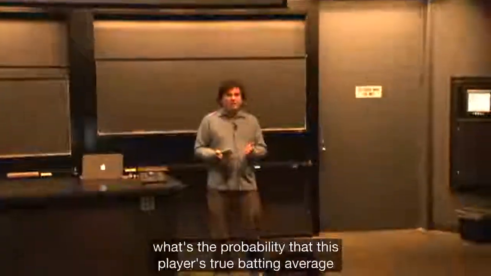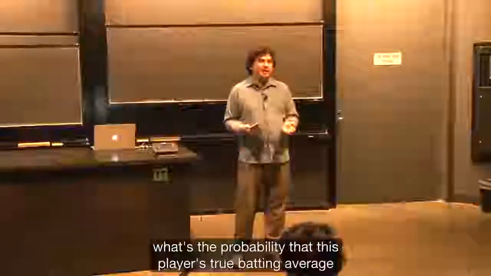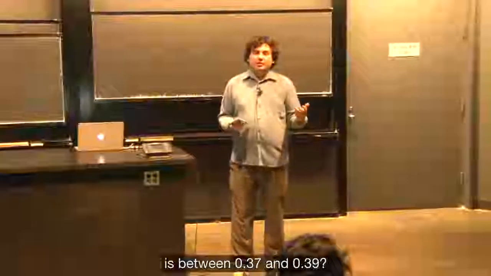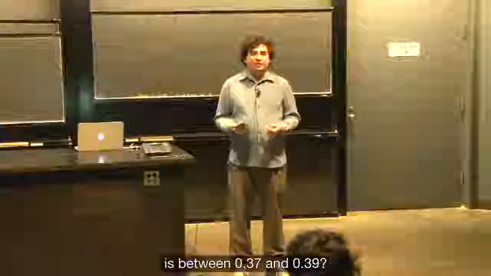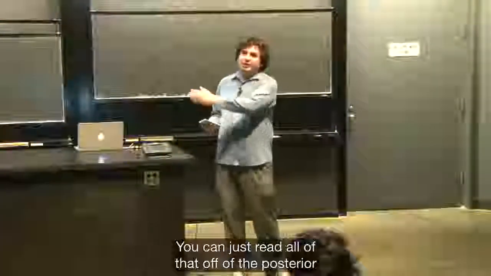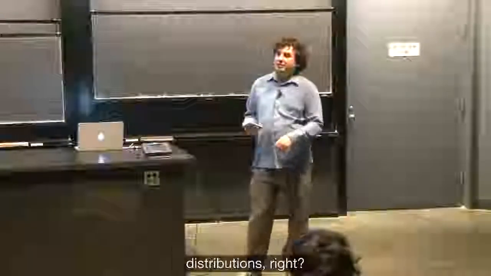Okay, so the nice thing is that for each of these players, you have the entire posterior distribution. So you can answer basically anything you want to know. If you want to ask a question like, what's the probability that this player's true batting average is between 0.37 and 0.39? You can just read all of that off of the posterior distributions, right?